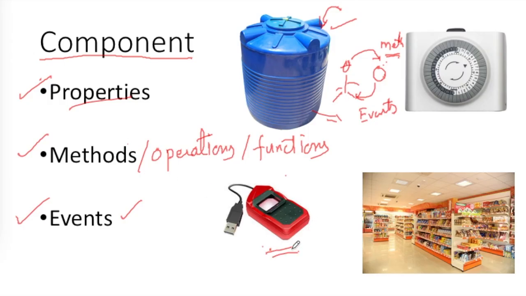One more thing I have is a fingerprint scanner. Its properties are color, size, model and make, brand name, and so on. There can be many properties. You can list many, like scanner size and USB type. Methods, what it can do: it can scan.